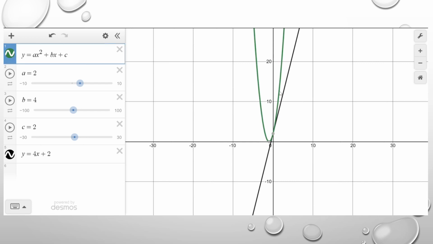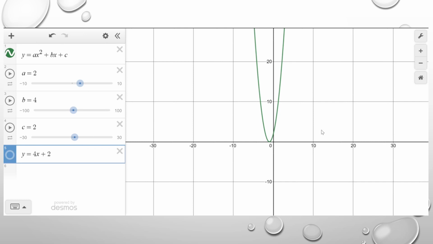So for example, when x equals 2.15, y equals 19.845 on the quadratic curve, but on the straight line at 2.15, y is only 10.6.